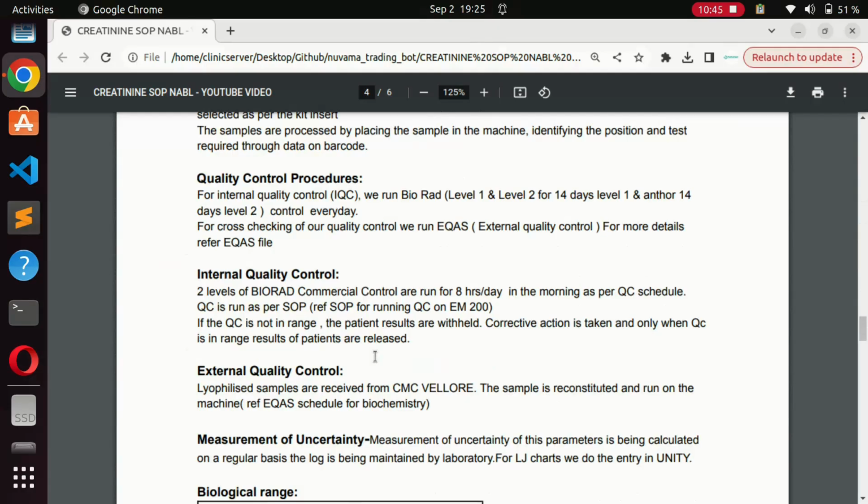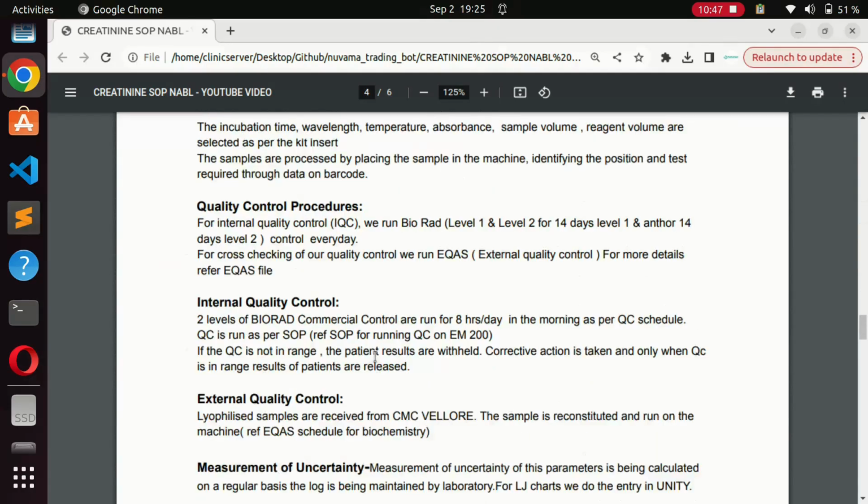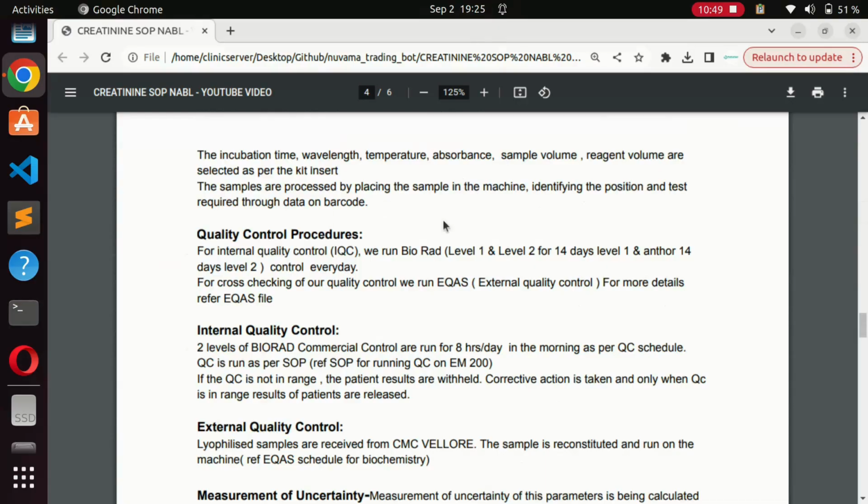Now, what is the quality control procedure? So there are usually two types of quality controls: internal quality control and external quality control, and the measurement of uncertainty. So first of all, what are the basic quality control procedures? For internal quality control, we run the Biorad level 1 and level 2 control every day. So this is their procedure. For cross-checking of our quality control, we run EQAS, which is the external quality control system. For more details, they have a separate SOP on the EQAS file.